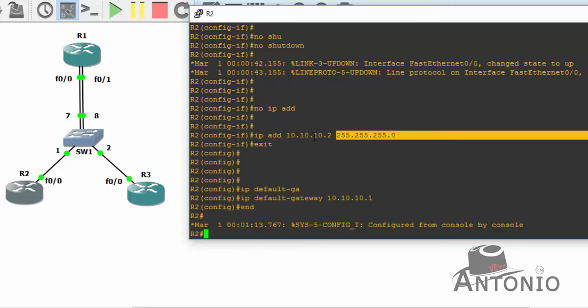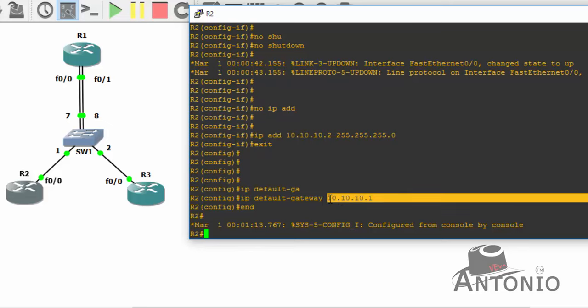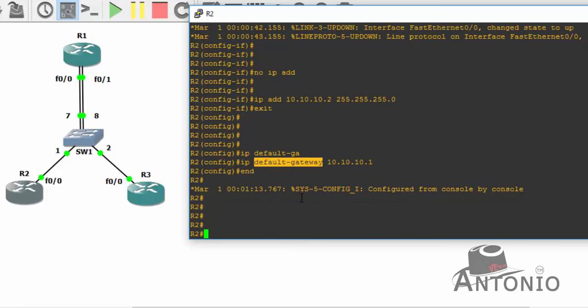Ginamit ko ang 10.10.10 just to simplify. This is gonna be our VLAN 10, right? If I'm using 10.10.10.2, this is the IP address of this PC2. And of course, it will connect to our gateway 10.10.10.1. This will be our 10.10.10.1 FA0/0. Mamaya-maya lang i-configure natin yan. Okay, tapos na tayo dito. Let's verify our configuration. Show run interface FA00.